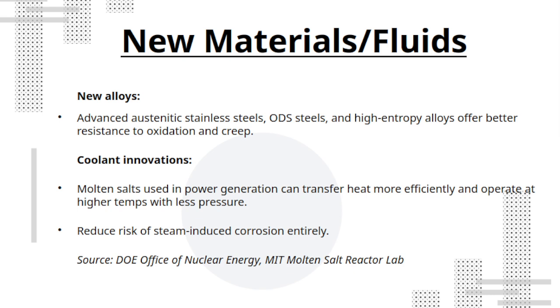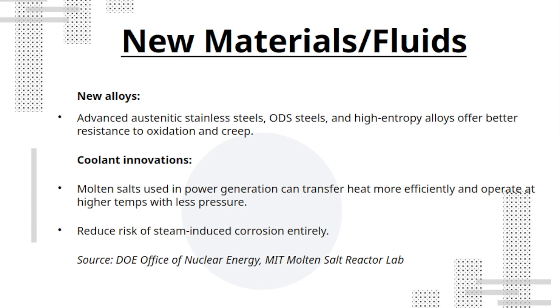There are some new materials and fluids that are being produced for use in heat exchangers. Of the alloys that have been made, there are these advanced austenitic stainless steels, ODS steels, which are oxide dispersion strengthened steels, and high entropy alloys, which typically contain over 5 elements, and they offer a better resistance to oxidation and creep, but there are also some coolant innovations, like for example these molten salts.